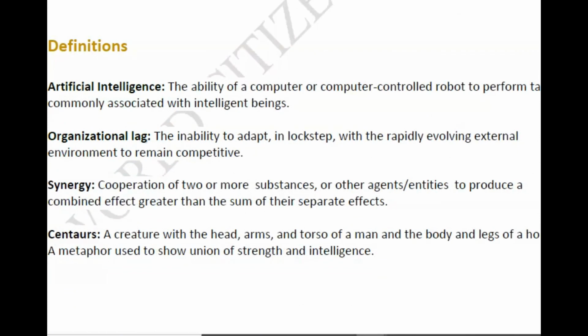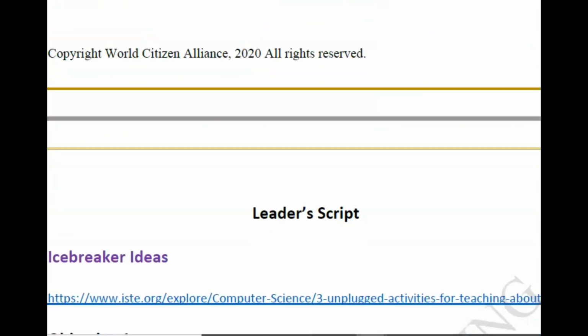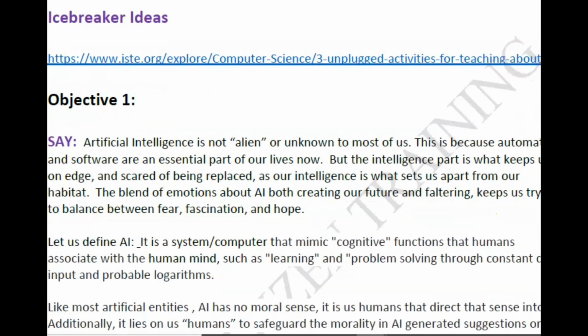Artificial intelligence is the ability of a computer or a computer-controlled robot to perform tasks that are commonly associated with intelligent human beings, right? So here we are. There's our definitions. We have an icebreaker idea. I would say review this link. There are a few options there where you can have people at least use their phone, incorporate an app. I mean, it certainly makes sense in this lesson to use some technology, right?